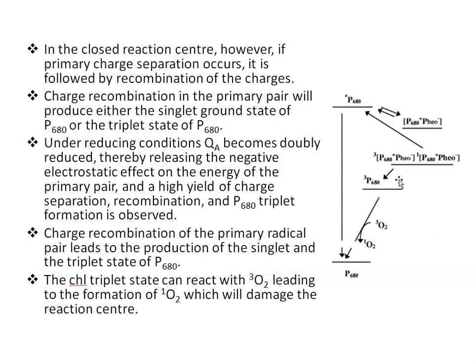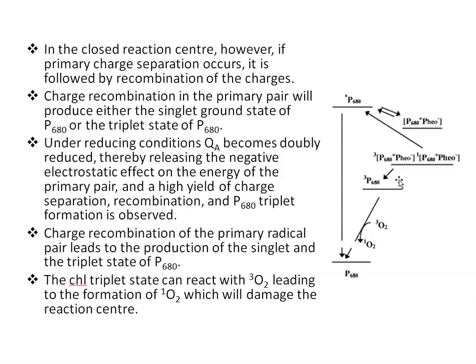At cryogenic temperature, the situation is different from that at ambient temperature. The primary radical pair is formed with a high yield irrespective of the redox state of QA, and the yield of the triplet state, the triplet P680, is high both with QA and QAH2. So triplet decay is much faster with QA than QAH2.